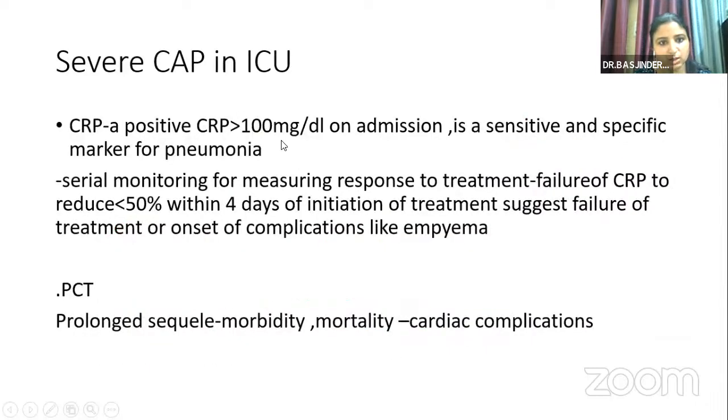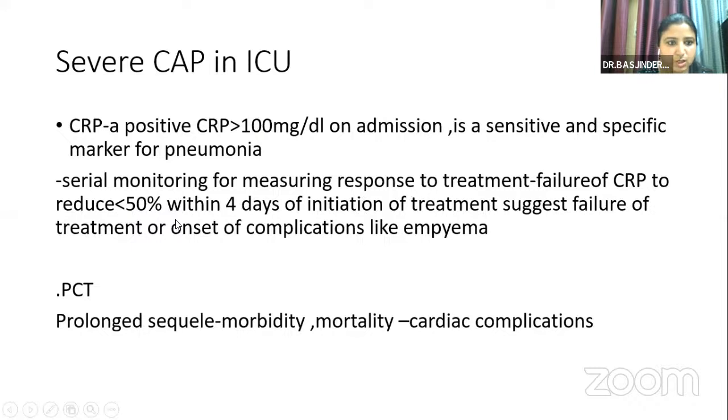So coming on to the next system, that is respiratory. From there, I have brought only a few lines. CRP in community acquired pneumonia in ICU. CRP and PCT are the more commonly used biomarkers. For CRP, a value of more than 100 milligram per deciliter on admission is a sensitive and specific marker for pneumonia. Serial monitoring is used for measuring response to treatment.